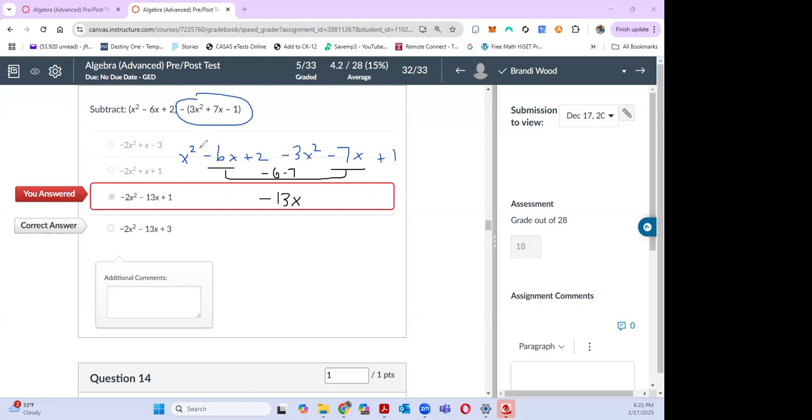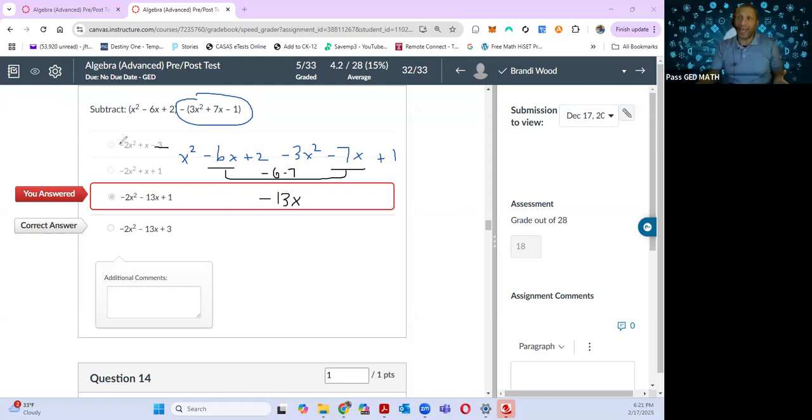So right away, by knowing that middle term, we know it's not A, we know it's not B. So now, at least by just knowing how to combine those two terms, we eliminated two answers. We at least now got a 50-50 chance.